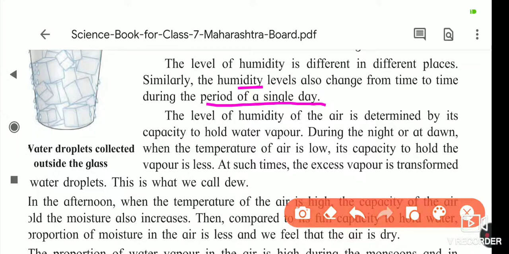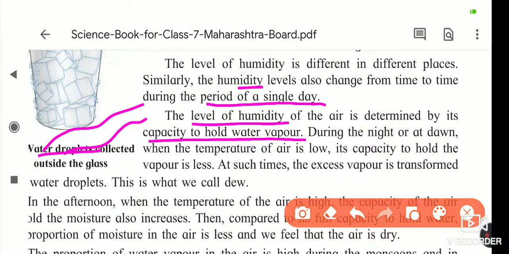The level of humidity of air is determined by its capacity to hold water vapor. How do we find out the level of humidity? If you go towards the seashore, more water vapors are present, because the sea water evaporates due to the sunlight and mixes into the air around it. Due to this, the air near sea level has more water vapors. Okay, and during the night or dawn, the temperature of the air is low.